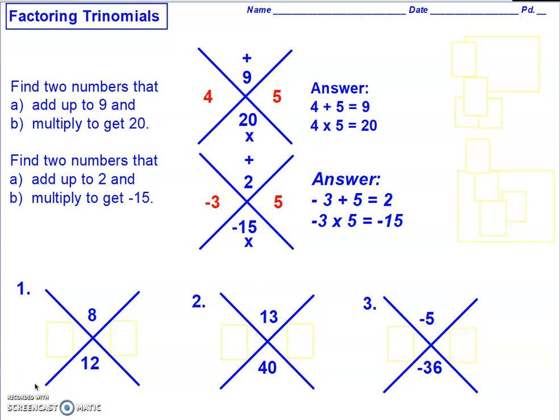Okay, now let's see how you did. Number 1, two numbers that add up to 8 and multiply to 12. The answer is 2 and 6. Number 2, two numbers that add up to 13 and multiply to 40. The answer is 5 and 8. Number 3, two numbers that add up to negative 5 and multiply to negative 36. Those two numbers would be negative 9 and 4. Negative 9 plus 4 is negative 5, and negative 9 times 4 is negative 36.